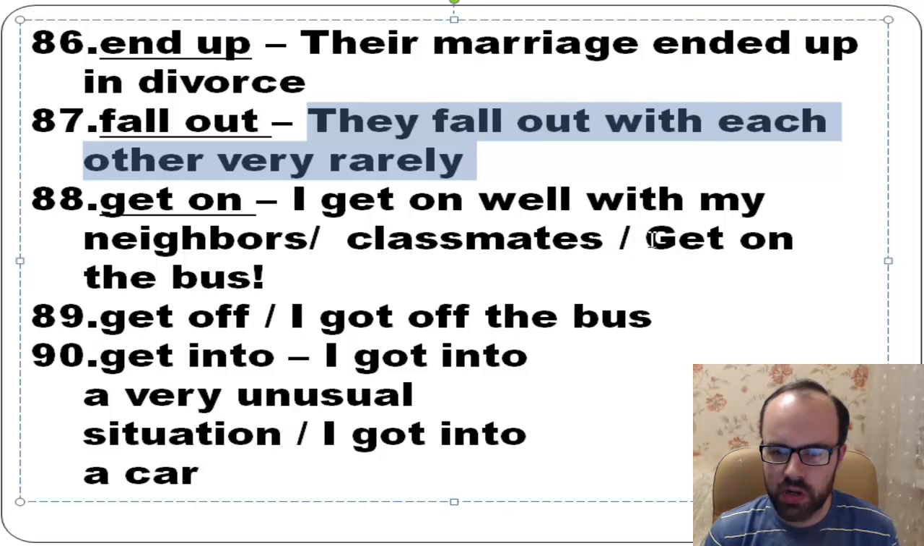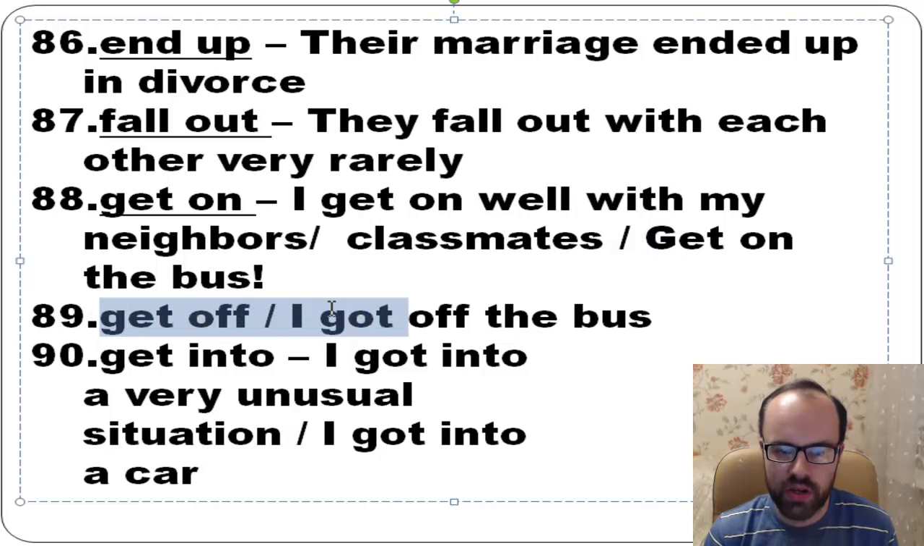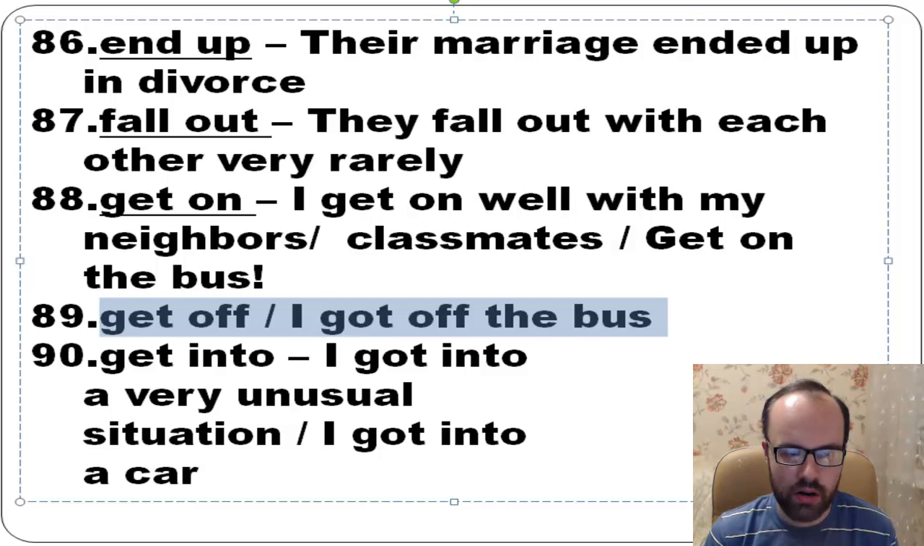And you know, this phrasal verb also has one more meaning, get on the bus. So I got on the bus. You were waiting for the bus at the bus stop, then it arrived and you get on the bus. When you want to leave the bus, you get off the bus and you go somewhere. Okay, get into, we say get into some situation. For example, I got into a very unusual situation and got into a car.